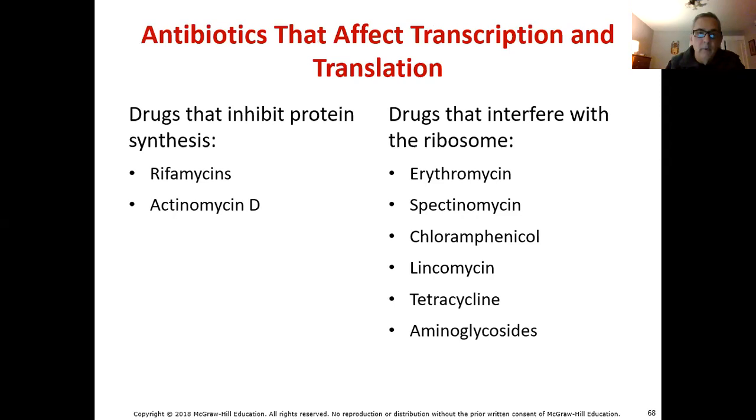Antibiotics that affect transcription and translation. There are antibiotics that inhibit protein synthesis: rifampicin, actinomycin, and drugs that interfere with the ribosome, the tetracycline, erythromycin, streptomycin, chloramphenicol, aminoglycosides. They all interfere, eventually blocking protein synthesis also.